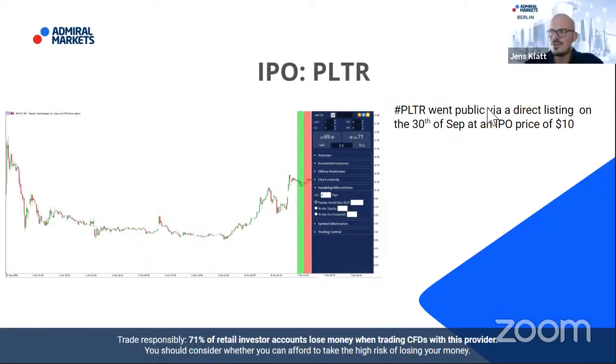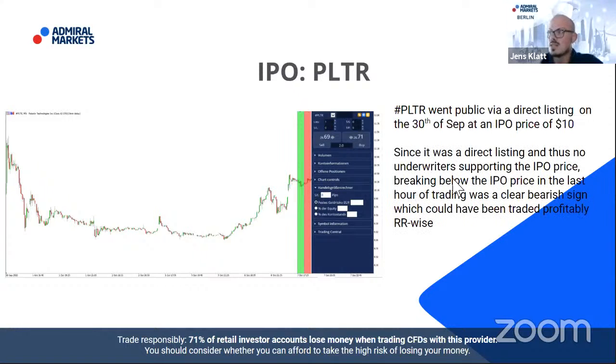So what we have here now is the following. PLTR went public via direct listing on the 30th of September at an IPO price, first print 10 USD. And then it was a direct listing. Unfortunately, I had no chance to include an animation here. But what you can see is that there was this initial spike higher. We traded as high as something like 11.50 that day.